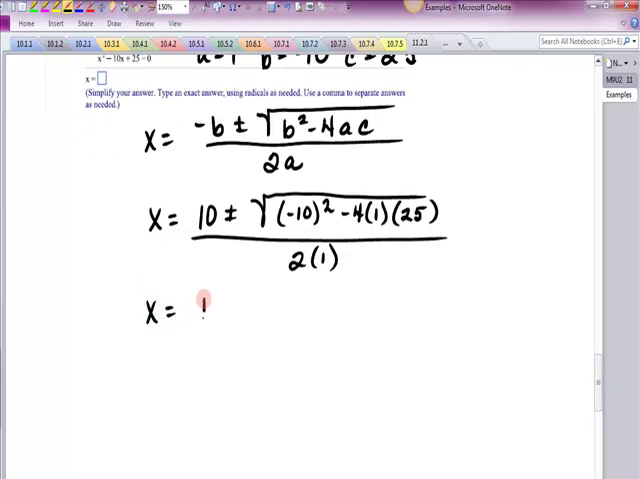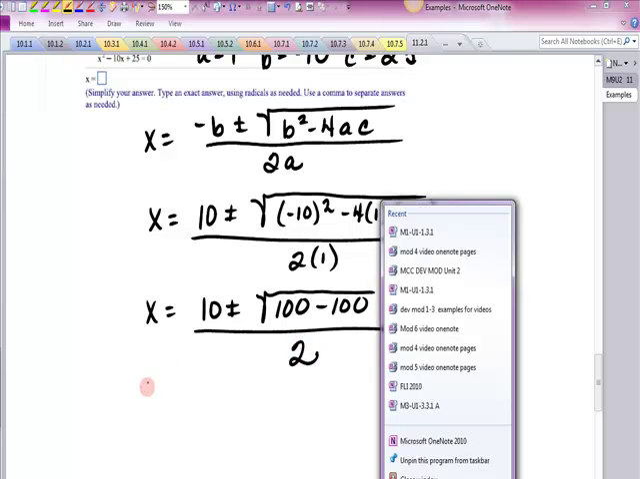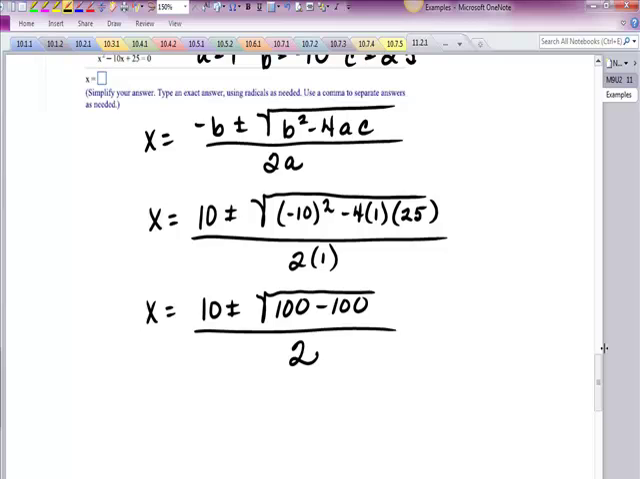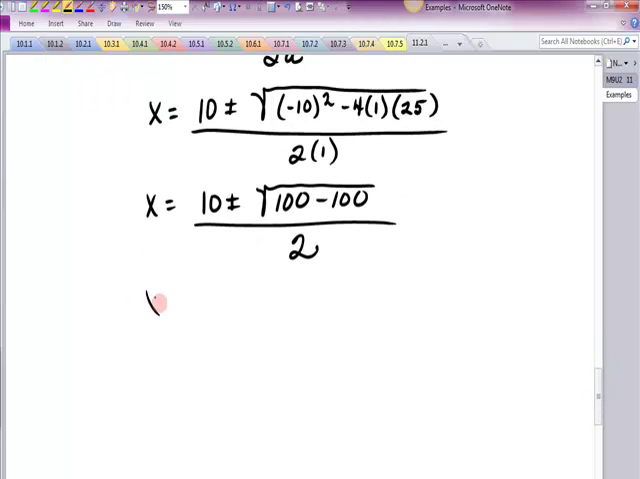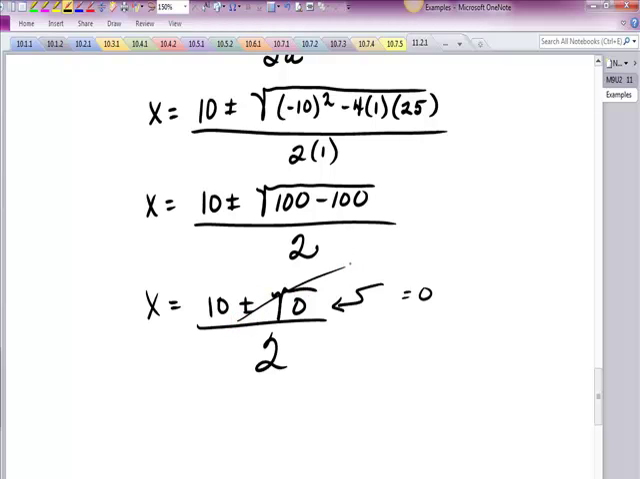So x is equal to 10 plus or minus the square root of -10 squared is 100, and when I multiply here I get minus 100 over 2. Well, sorry, that gives me x is equal to 10 plus or minus the square root of 0 over 2. The square root of 0 is 0. So that's gone, and I have only 10 over 2, or 5.